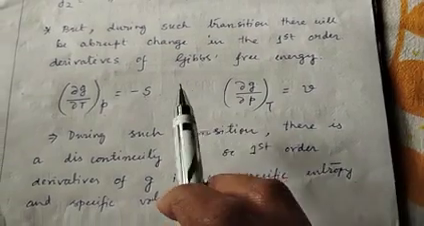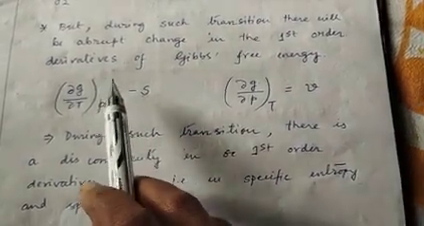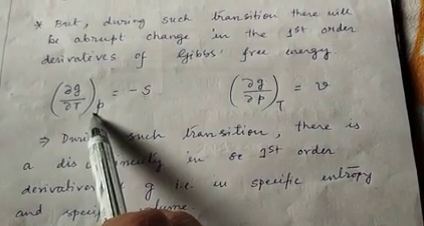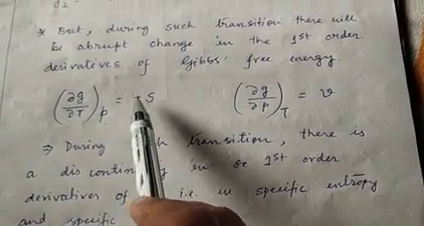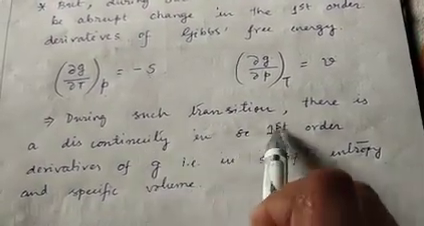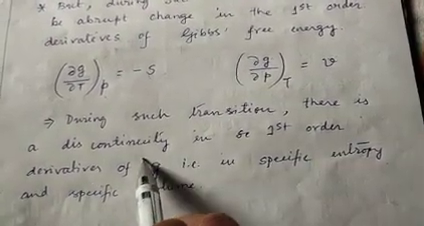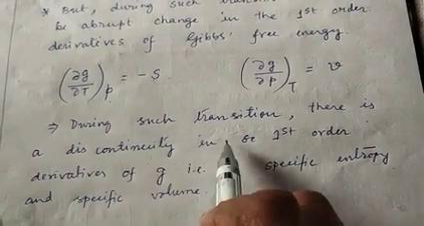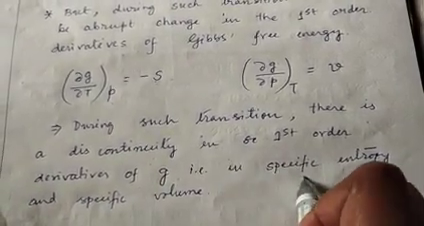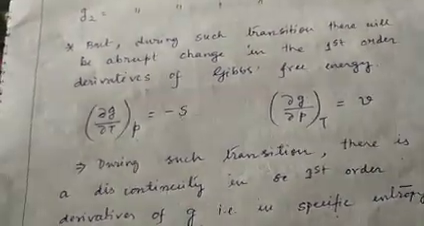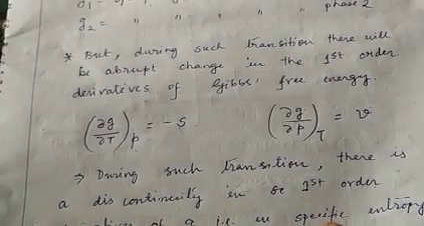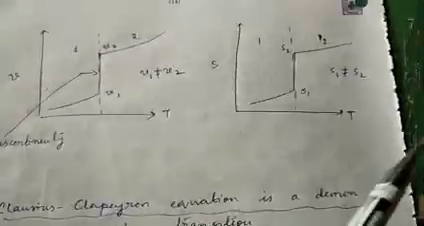Okay, so during this first order phase transition, what is observed is that there will be an abrupt finite change in entropy and specific volume. So during such transition, there is a discontinuity. What we observe is a discontinuity in the first order derivatives of G, that is in specific entropy and specific volume. And we can also express these abrupt changes through graphs. So how do you do this?